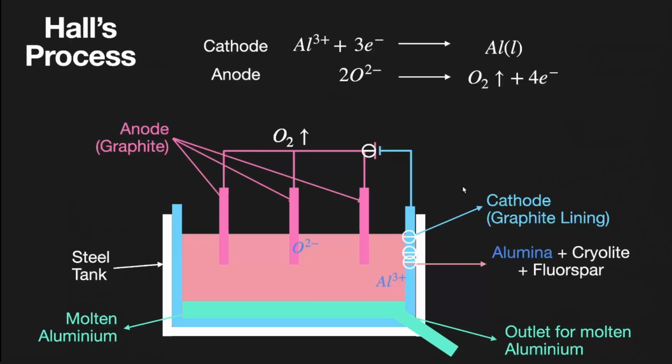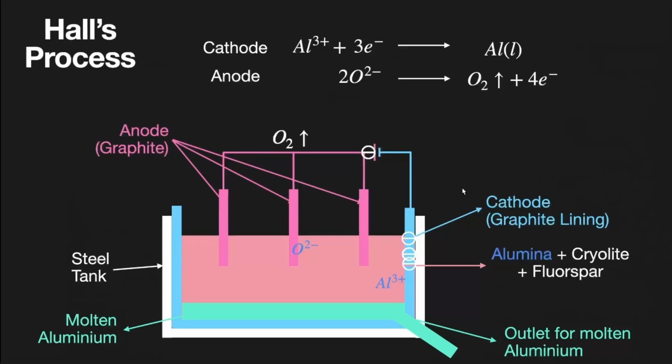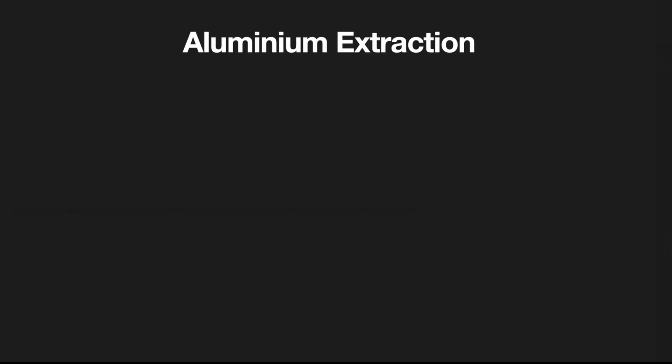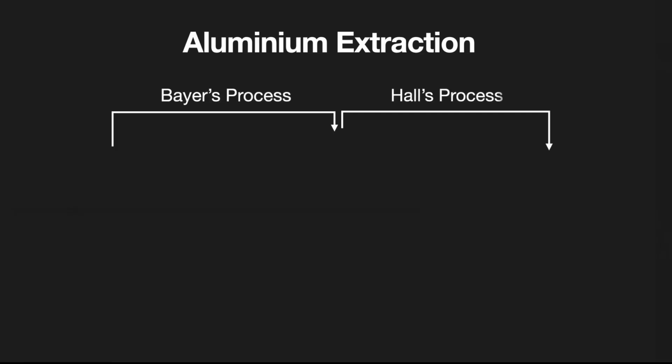Okay, I just want to add one more thing before we move on. At the cathode, we have a reduction reaction. At the anode, we have an oxidation reaction. So this redox pair is what gives us molten aluminium. Okay, let's summarize. This entire story had two parts, Bayer's process and Hall's process.